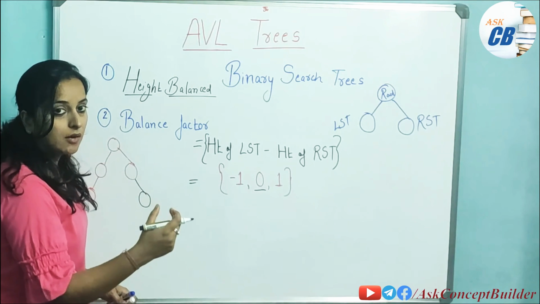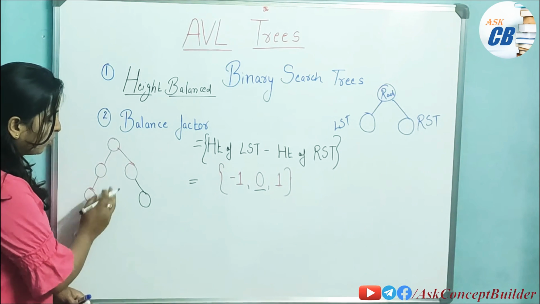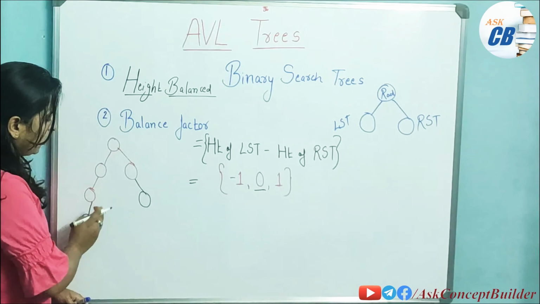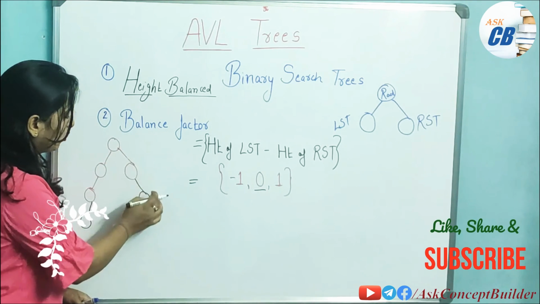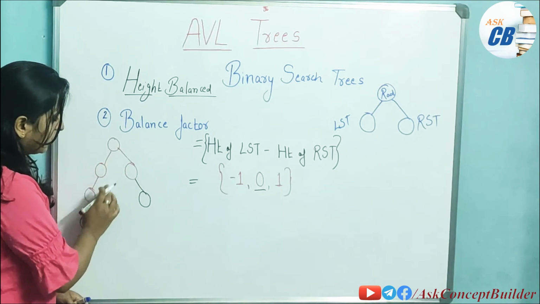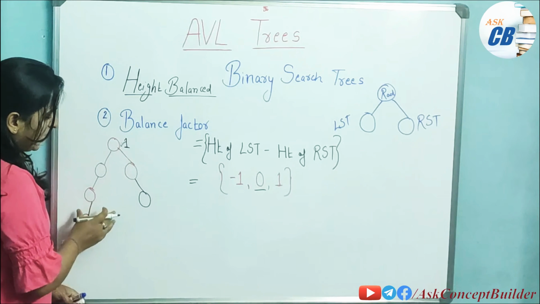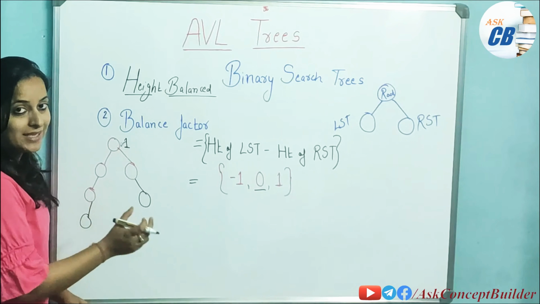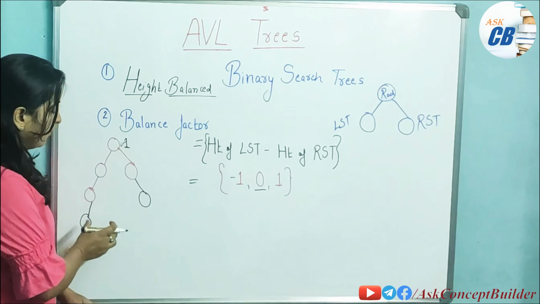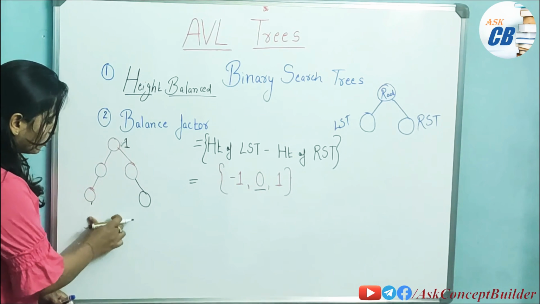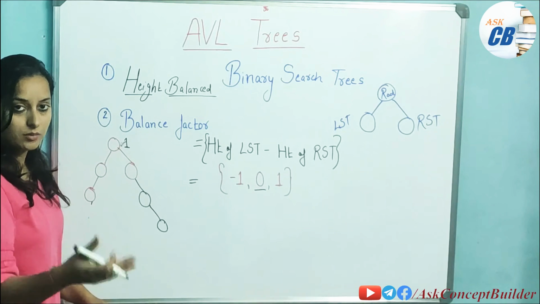But it can be one less or one more also, which means the height of the left subtree can be 1 more than the height of the right subtree. Now it has 3 nodes, so the height of the left subtree is 1, 2, 3, and the right subtree is 1, 2. So 3 minus 2 is 1. Here the height of the left varies by only one node. So it can be a little more, by having one node more, or it can be a little less also, if your right subtree height is one node more than this one.